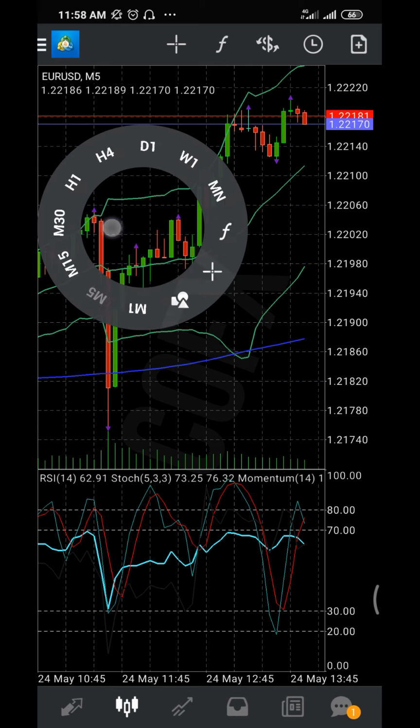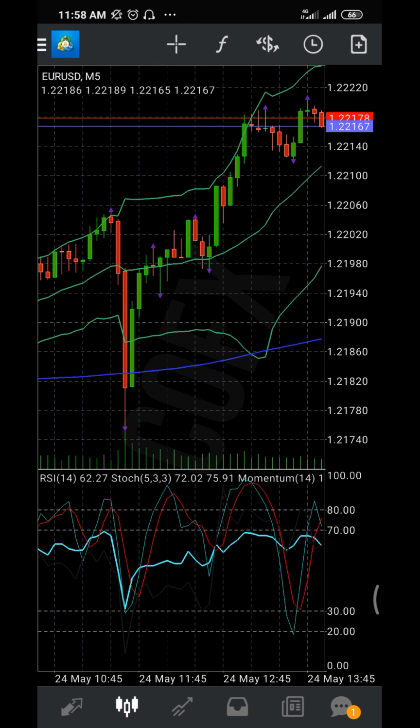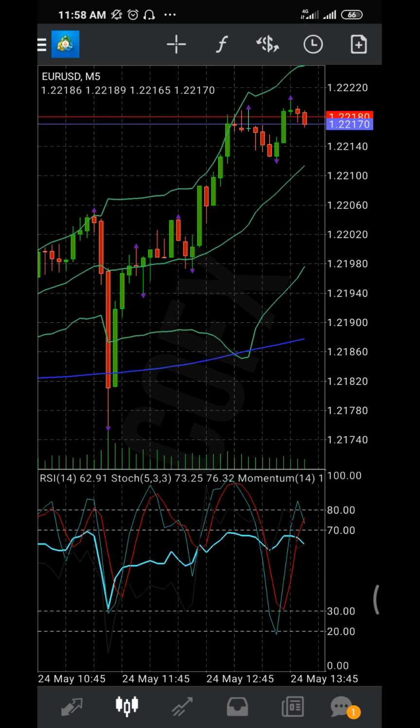Sometimes you just sell, and before you know, in 1 minute you are making hundreds of dollars, and sometimes even thousands, depending on your lot size. So it can favor you. You can just sell, and before you know, boom, it is going in your favor. But what if that kind of speedy movement moves against you?